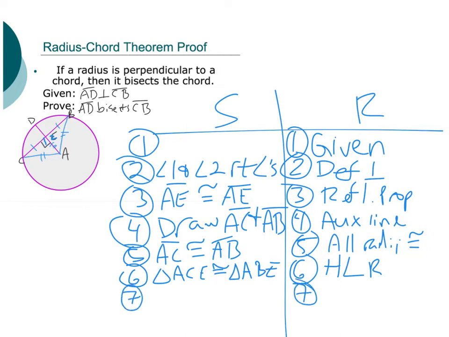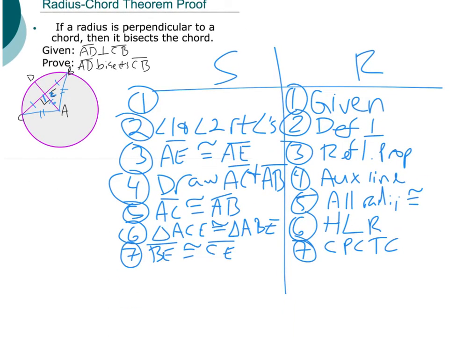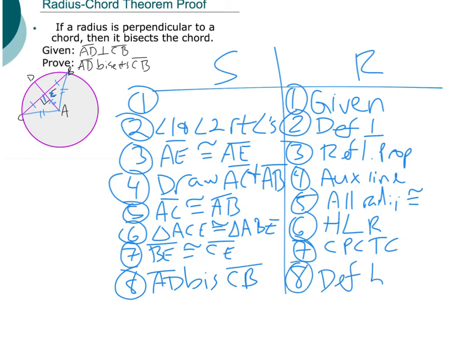Why did I prove these triangles congruent? Well, I wanted to say that BE is congruent to CE. CPCTC. And then lastly, but not leastly, we've got our last step, AD bisects CB. And that is just by the definition of bisect. It splits into 2 congruent segments. Definition of bisect. Cool. That's it.